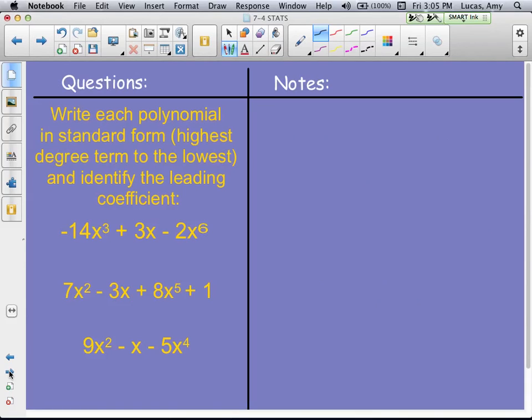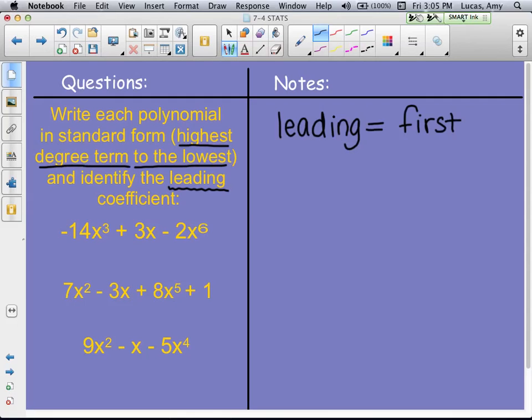The last thing that we need to work on today is writing a polynomial in standard form. Standard form means from the highest degree term to the lowest degree term, and then identifying the leading coefficient. Leading, if you are a leader, you are first. So the leading coefficient is going to be the first coefficient after it's written in standard form. So standard form, highest degree term to the lowest.